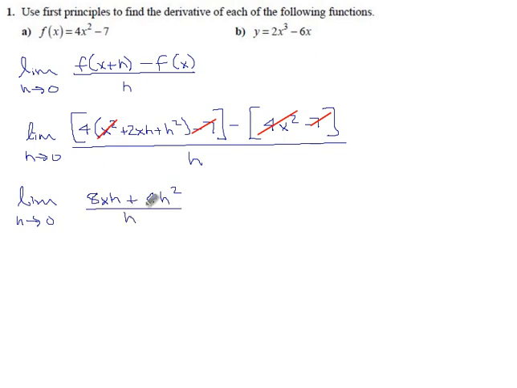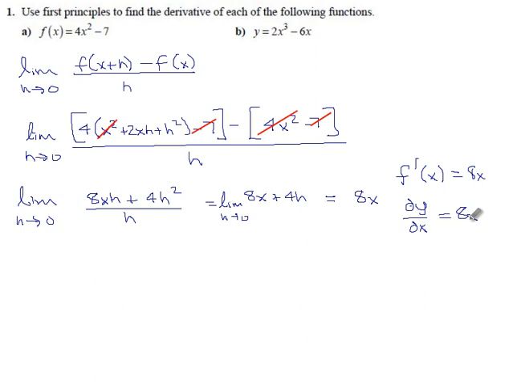all over h. If you actually divide the top and bottom by h, you get 8x plus 4h, limit as h goes to 0. And if h goes to 0, that means our derivative is simply 8x. So you can either say f prime of x equals 8x, or dy/dx equals 8x. That means put in an x value once you find one and multiply it by 8, and that will tell you the slope of this curve.